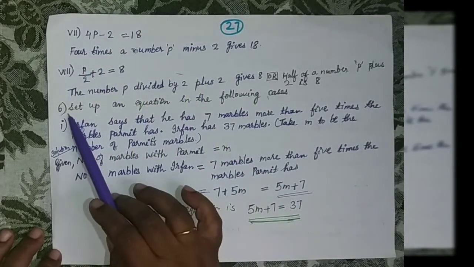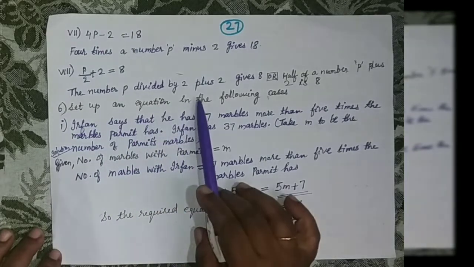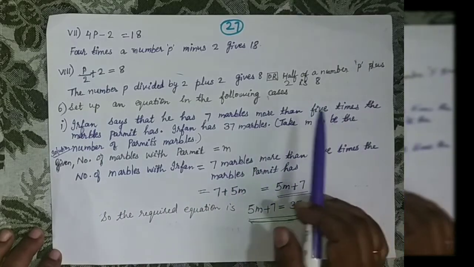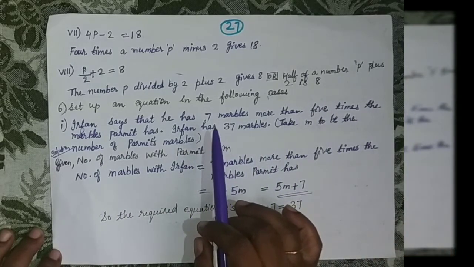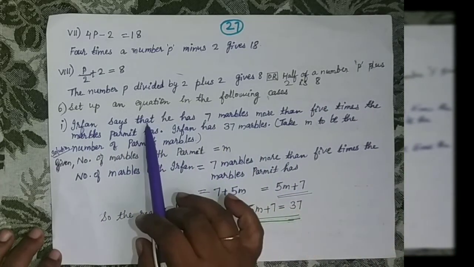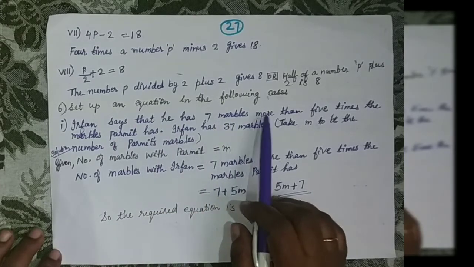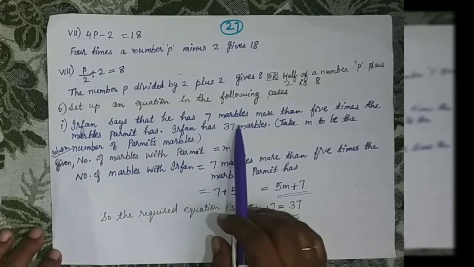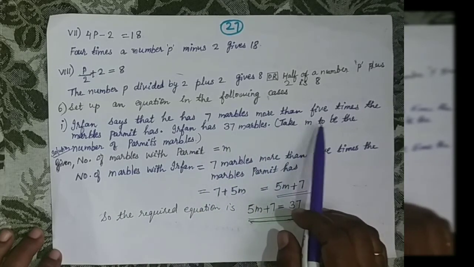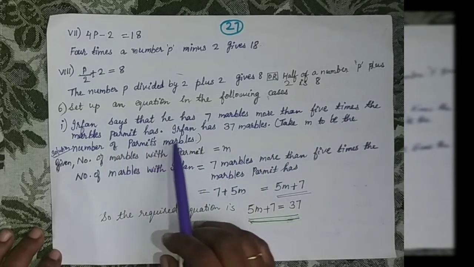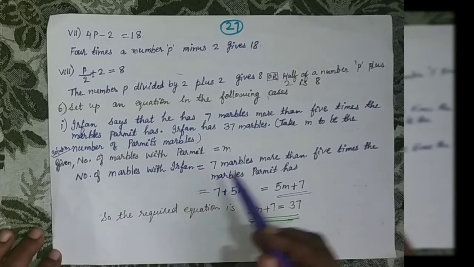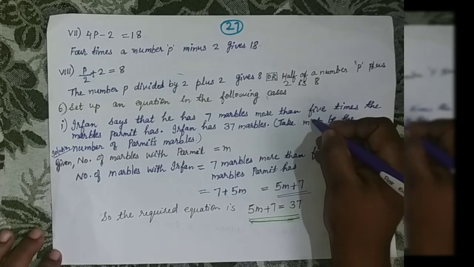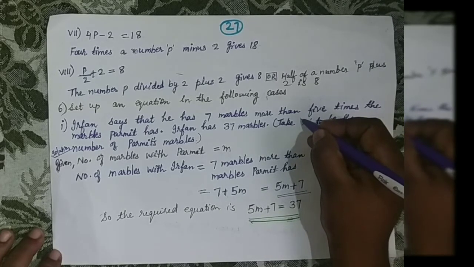Now sixth question, set up an equation in the following cases. Some cases are given, you have to make an equation in a meaningful way. Irfan says that he has 7 marbles, more than 5 times the marbles Parmeet has. Irfan has 37 marbles. Take m to be the number of marbles Parmeet has. Okay. Now here it is mentioned which variable we have to take. M we have to take as the number of marbles Parmeet has.